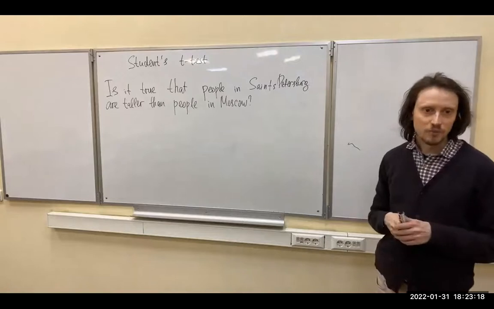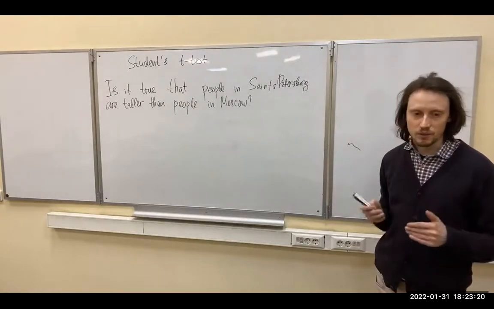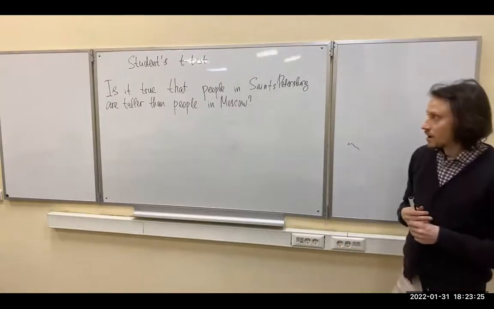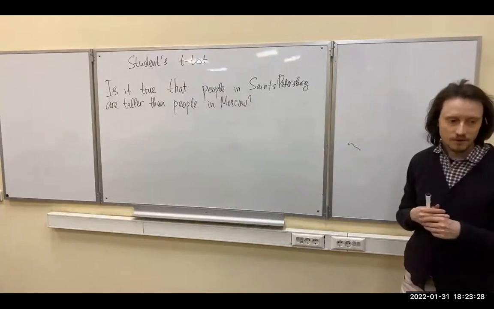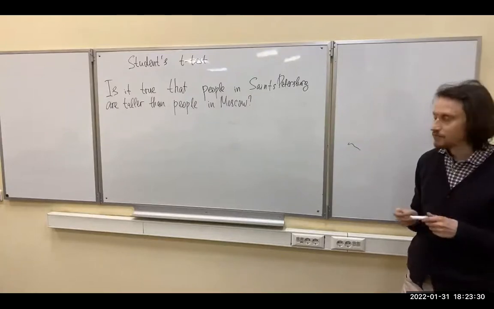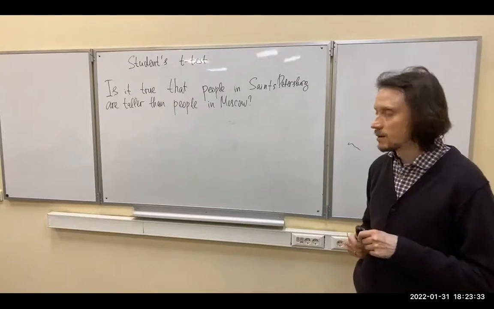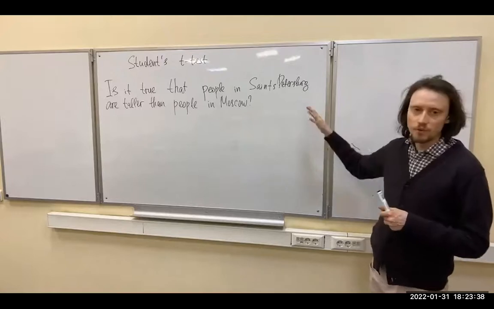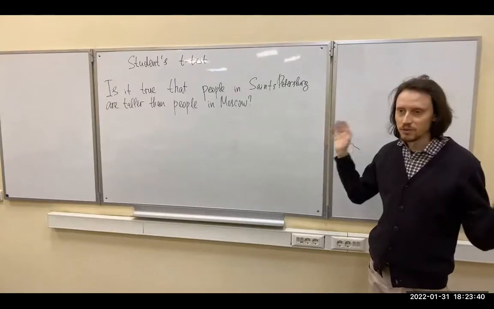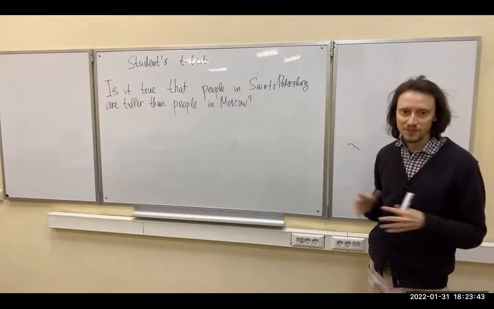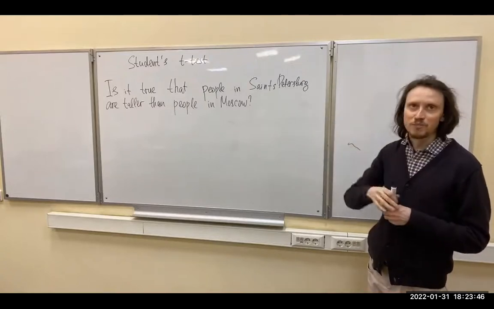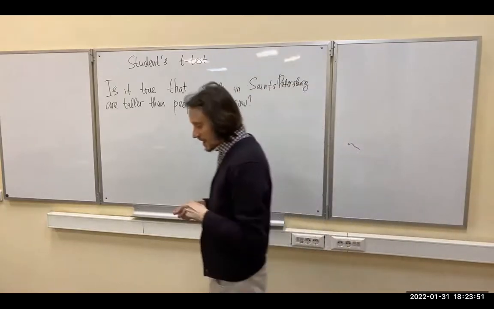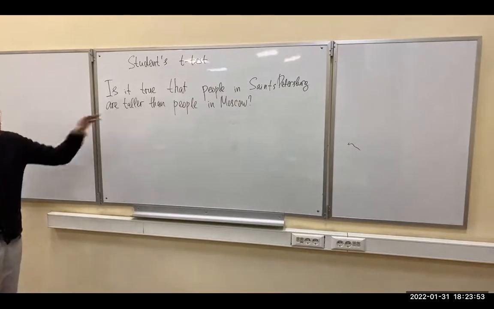Don't ask me why, but probably I'm interested in the relation between some environmental features and physiological properties of people. And from some consideration, I assume that people in St. Petersburg are taller due to whatever reason, due to bad weather. They are trying to be taller, to be closer to the sun, probably. And I want to answer this question.